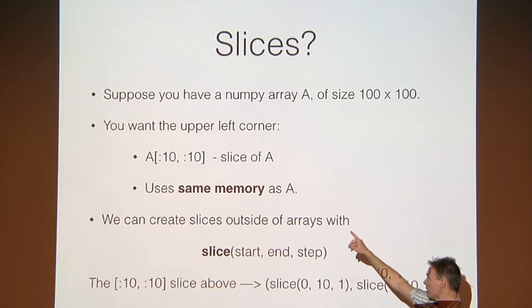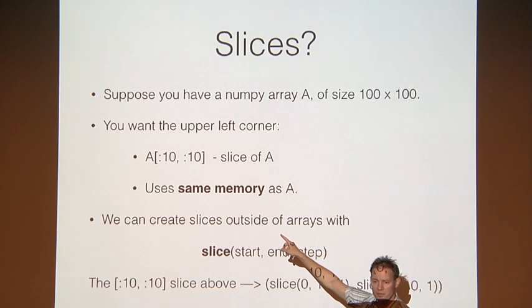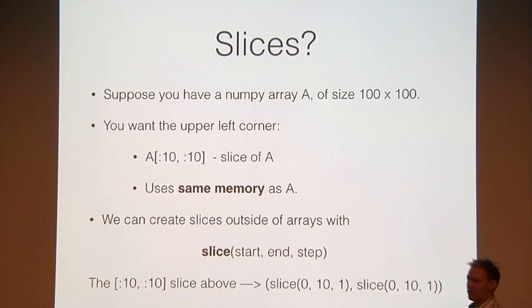If I take that and assign it to a variable B and then modify some value in it, it modifies A. It's a piece of the original array, all right?